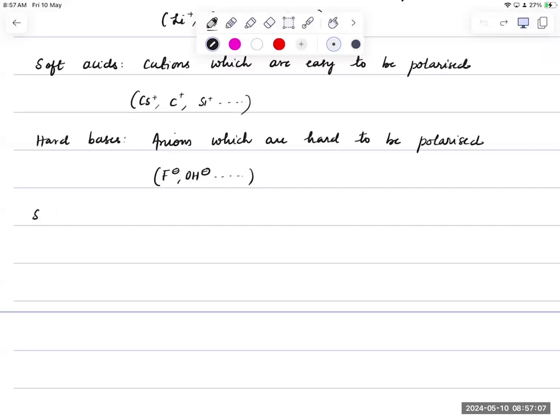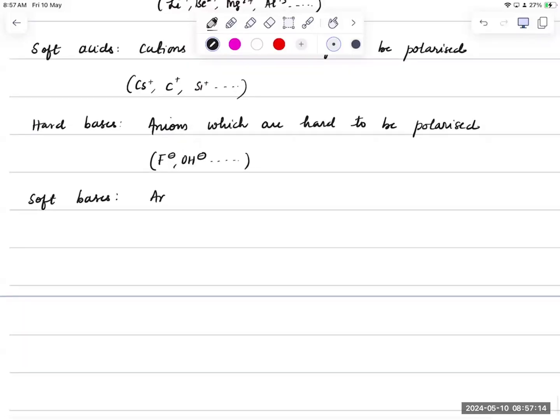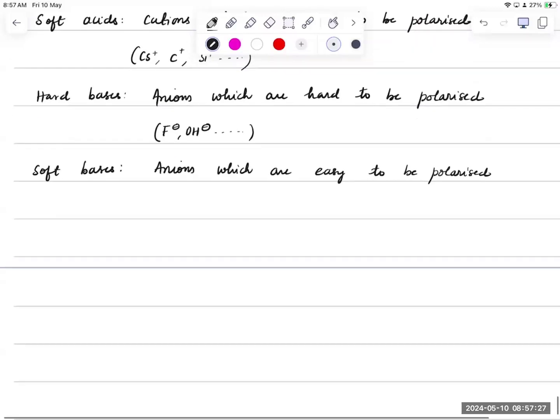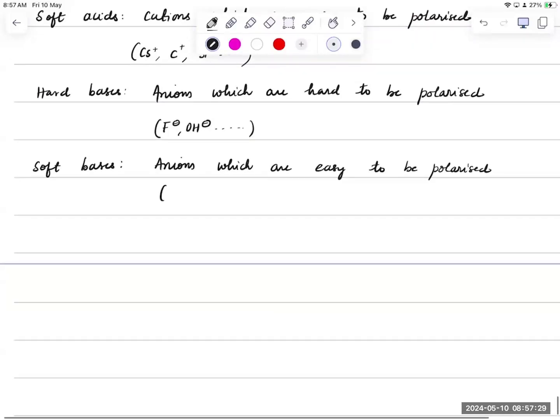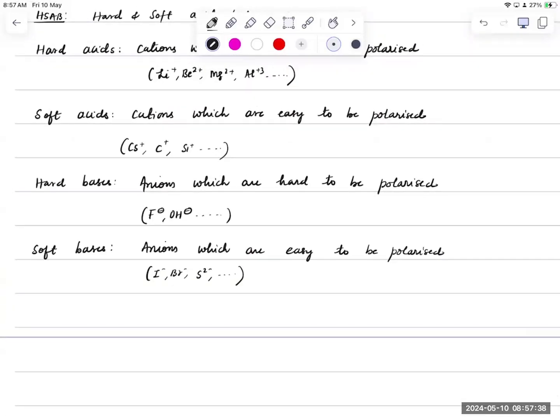Soft bases. Soft bases are anions which are easy to be polarized. Example, I minus, Br minus, S2 minus, and so on. These are bigger in size also, and they are soft bases as well.